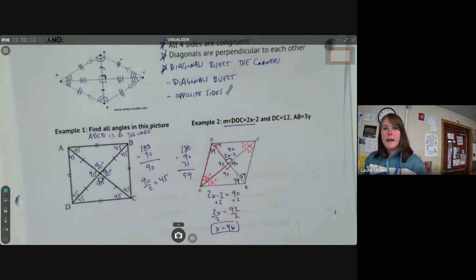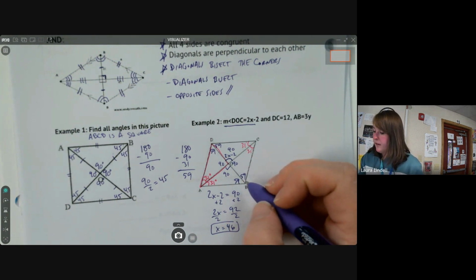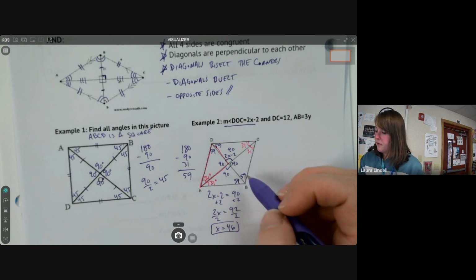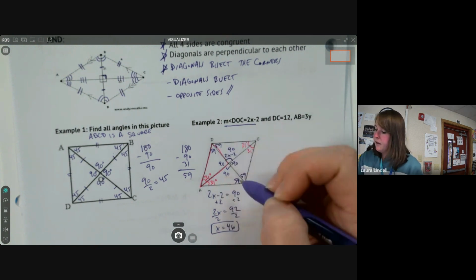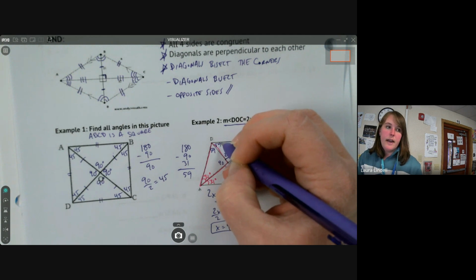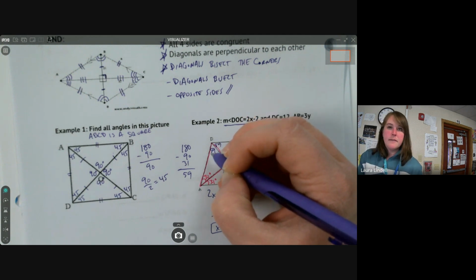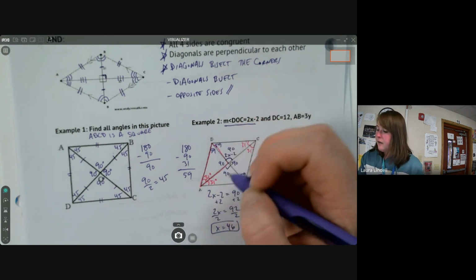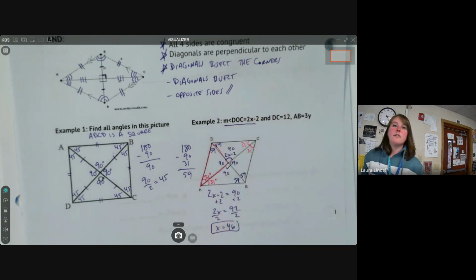You just have to pay extra close attention to which angle you're being asked for, because if they ask you, you know, what's the measure of angle ADC, they would want this whole thing. And together, angle ADC, 59 plus 59 is 118. So you just want to be careful that you're looking at the correct angle if you're asked for any particular one on a rhombus.